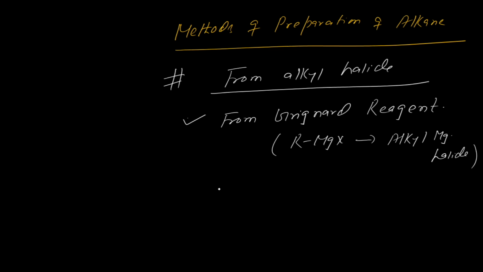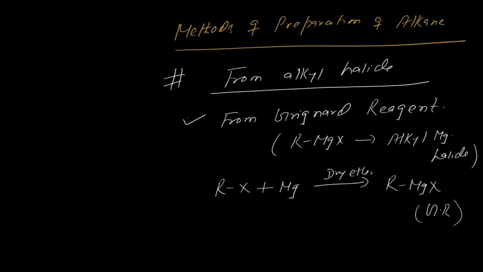Now how will it take place? First the Grignard reagent undergoes hydrolysis. So when it reacts with water, it will form alkane. How? Have a look here. First we have to understand how you prepare the Grignard reagent. Grignard reagent can be prepared with the alkyl halide. When alkyl halide reacts with magnesium in presence of dry ether, it forms RMgX. This is your Grignard reagent.